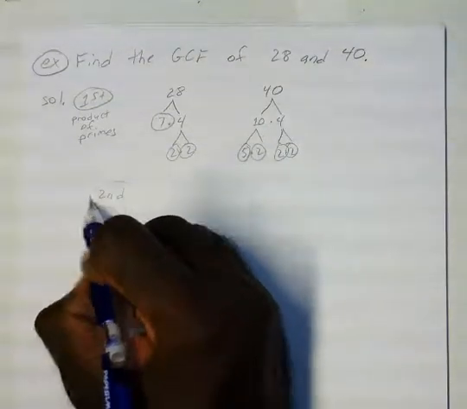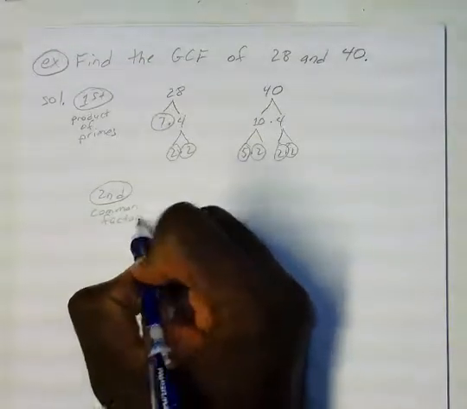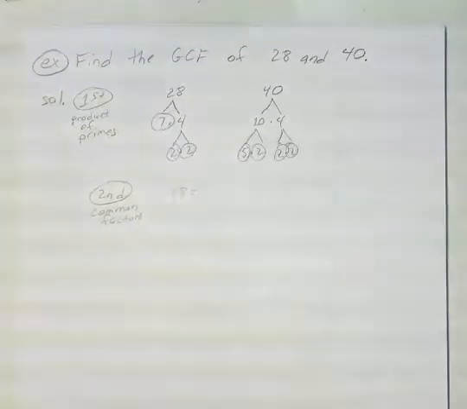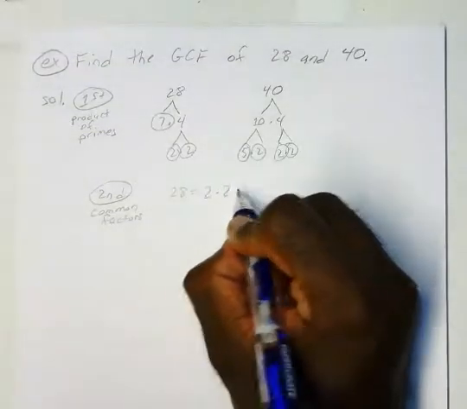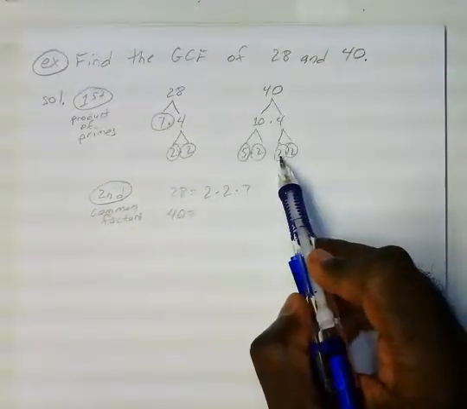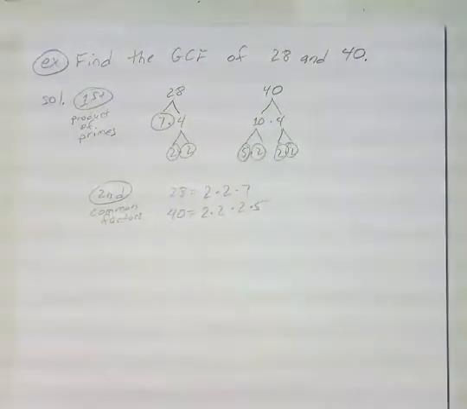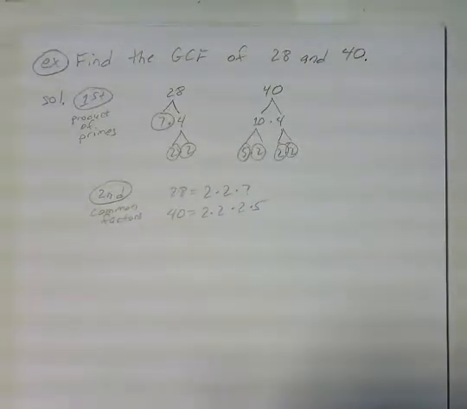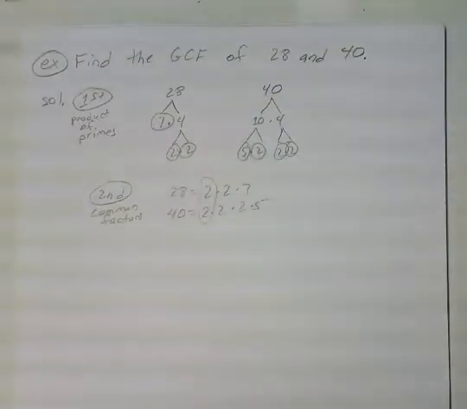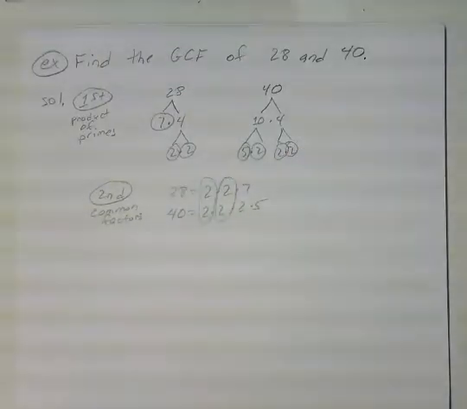Which brings us to our second step, which is our common factors. Okay, so we know that 28 is equal to 2 times 2 times 7. So we just write 2 times 2 times 7. And we know that 40 is equal to 2 times 2 times 2 times 5. Now we look for the values that they have in common. They both have one of their 2's in common, so we go ahead and put a circle over those. And they have another set of 2's in common, so we go ahead and put a circle over those.